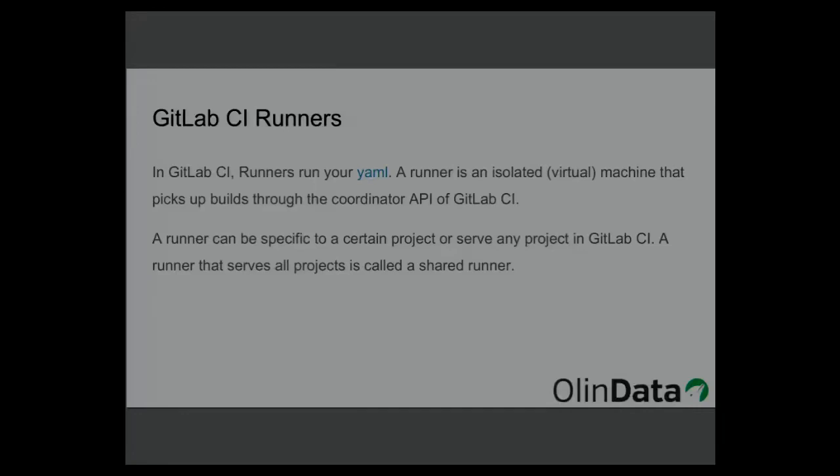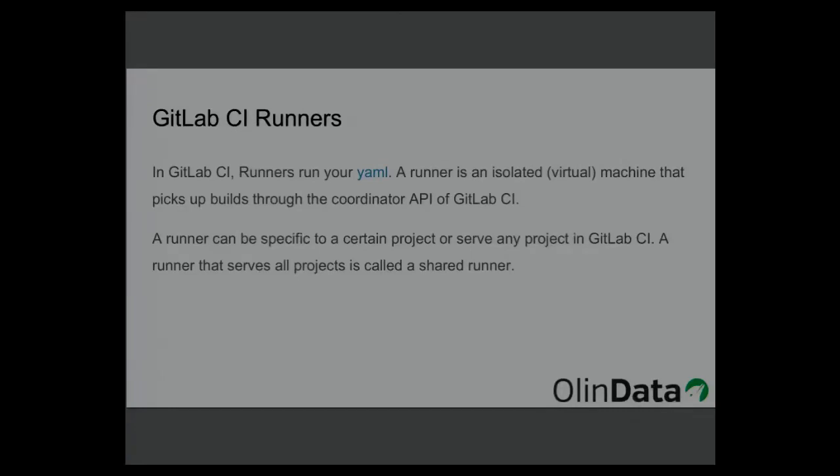So the runners, they run your builds. There are many different types of runners, but basically a runner is some kind of environment that picks up builds from GitLab CI through the internal APIs. It can be specific to a project or serve any project. Specific to a project is, for instance, if you have certain code that only works for Windows, then you will have a runner that runs Windows, and you won't want to run your other projects on them. We'll see later on how we can determine which projects get run on which runners.